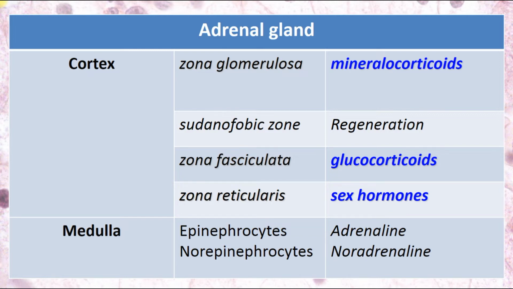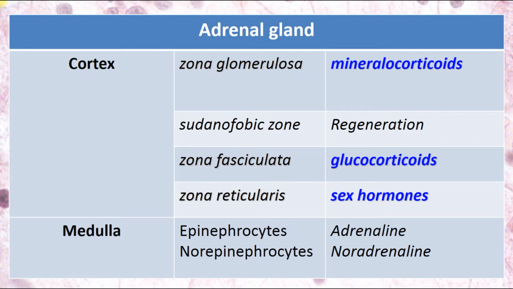Zona fasciculata, the biggest zone, it produces steroids which are called glucocorticoids. They regulate carbohydrate metabolism. They regulate metabolism of glucose and other carbohydrates. They increase sugar level in blood, and they may increase arterial pressure, and also they decrease allergic reactions. They decrease hyperactive immune reactions. So there are effects of glucocorticoids.